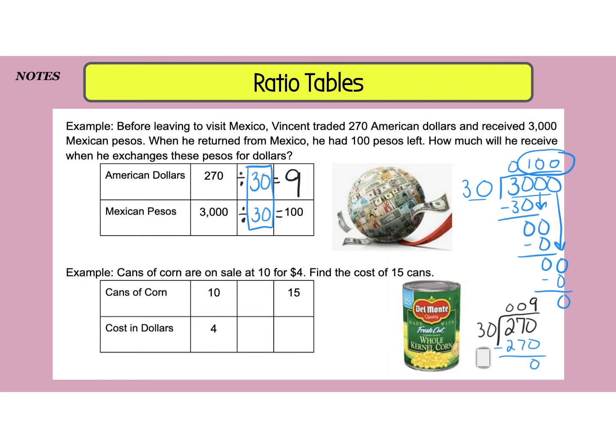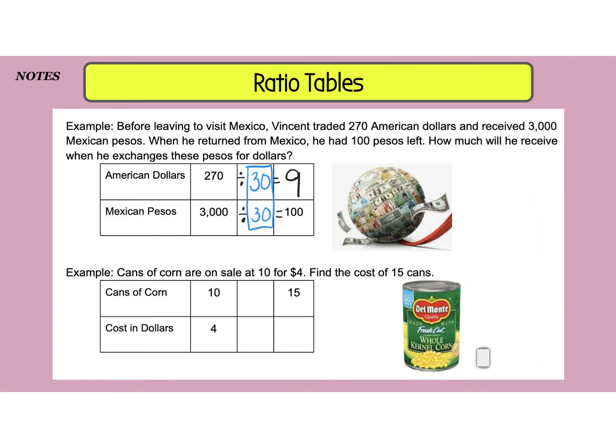In this next problem, we're going to look at yet another sort of method. I'm going to erase all my work over here, and now I'm going to take a look at this example. It says cans of corn are on sale at 10 for $4. Find the cost of 15 cans. So we see that there's a sale: 10 cans of corn for $4. And then over here we see the 15, and we want to know how much money we would spend on 15 cans of corn.